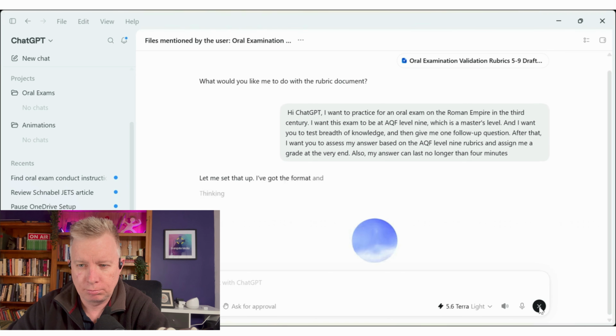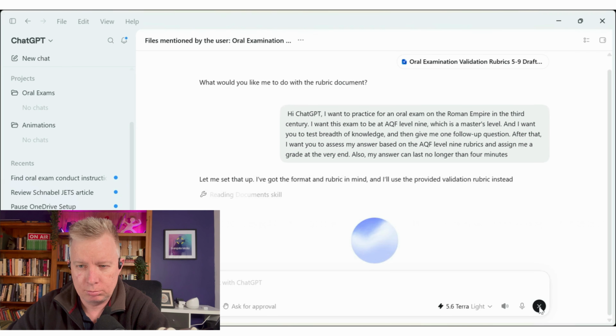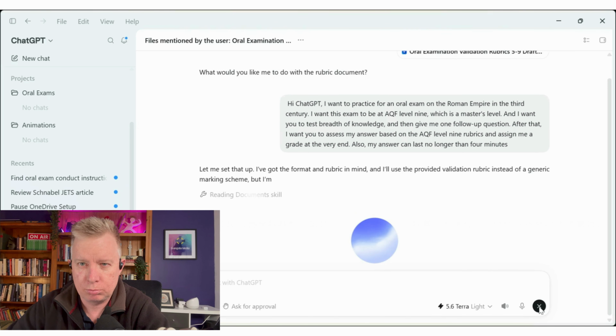Let me set that up. I've got the format and rubric in mind, and I'll use the provided validation rubric instead of a generic marking scheme, but I'm still shaping the opening question so it matches that standard cleanly.